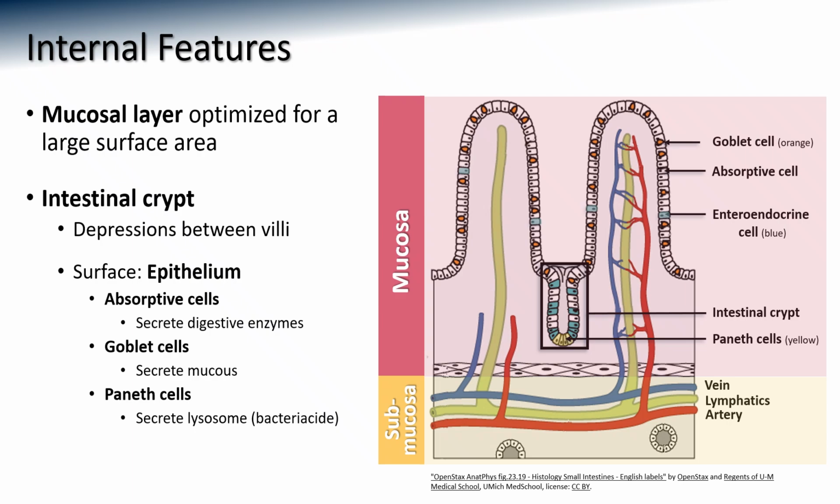Villi are the bits that project up, but you might also notice here that we have a part that sticks down into the lamina propria as well. And these are the glands for the small intestine. Okay, just like we had gastric pits in the stomach, here we're going to have intestinal crypts. And these are lined by secretory cells. So absorptive cells again, goblet cells, and Paneth cells.